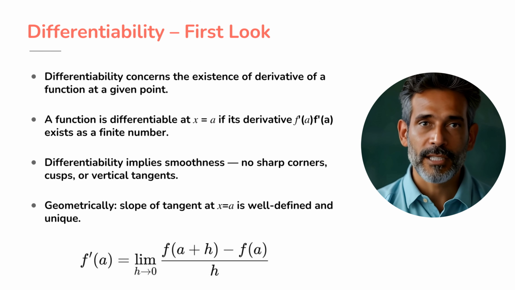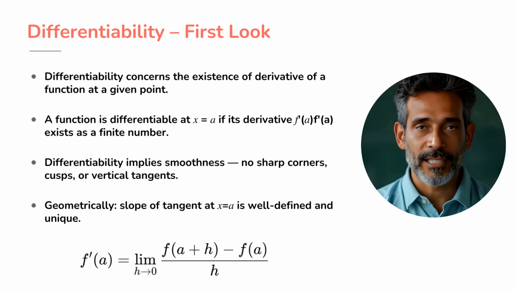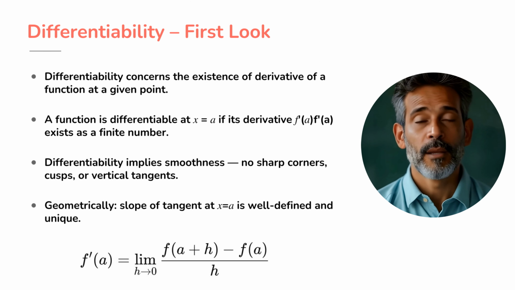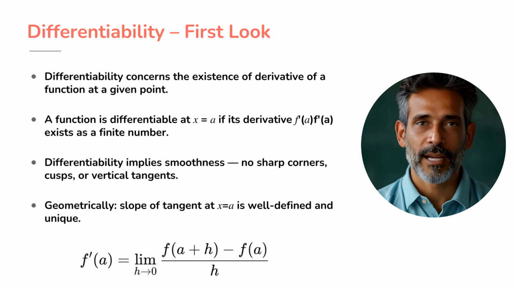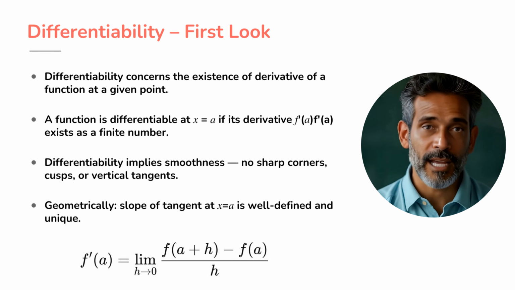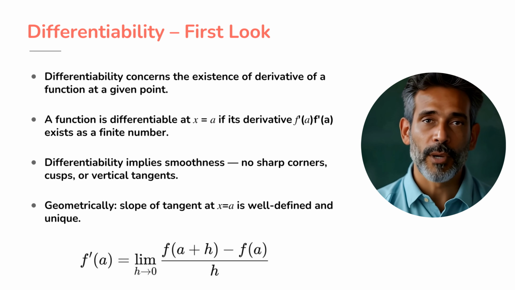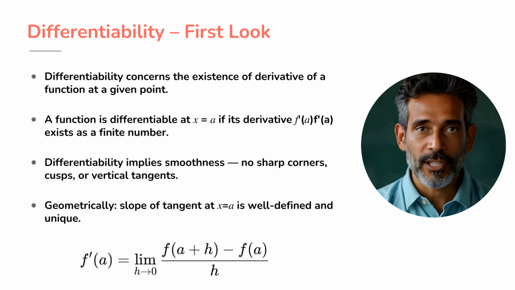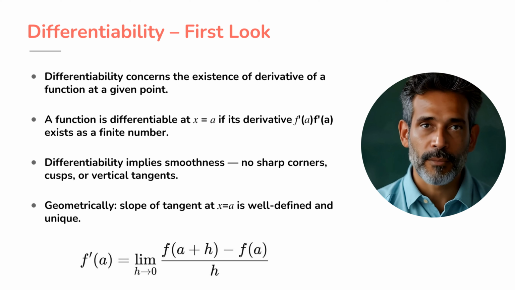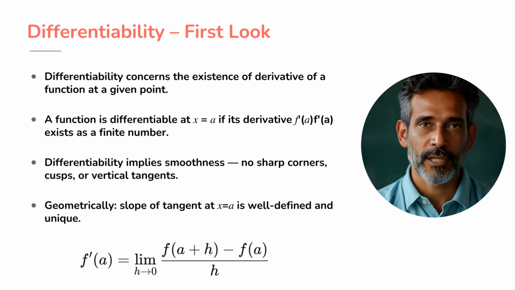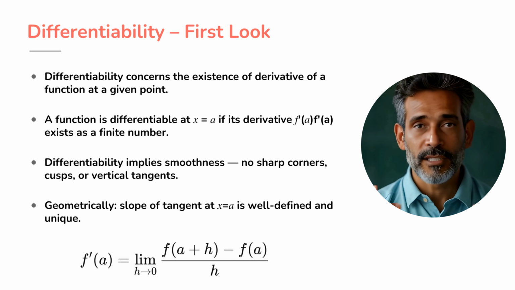Differentiability is all about the existence of the derivative at a point. A function f is differentiable at x equals a if its derivative exists as a finite value. Formally, we write f dash of a equals limit as h approaches 0 of f of a plus h minus f of a, whole divided by h. Equation 1. Geometrically, this represents the slope of the tangent at the point x equals a. If that slope is smooth and unique, the function is differentiable. But if there's a corner, cusp, or vertical tangent, then the derivative does not exist.